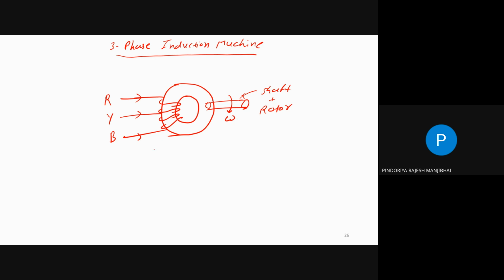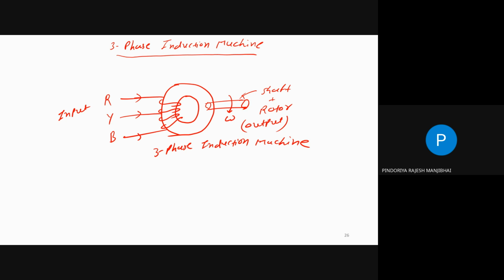So we can say this is a three-phase induction machine. Okay. So this is an induction machine. So we can say single-phase induction machine as well as the three-phase induction machine. So we can say this is the input, and here is the output.